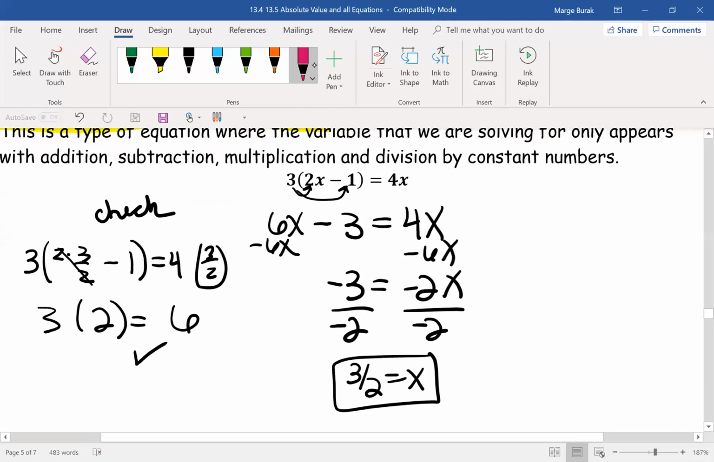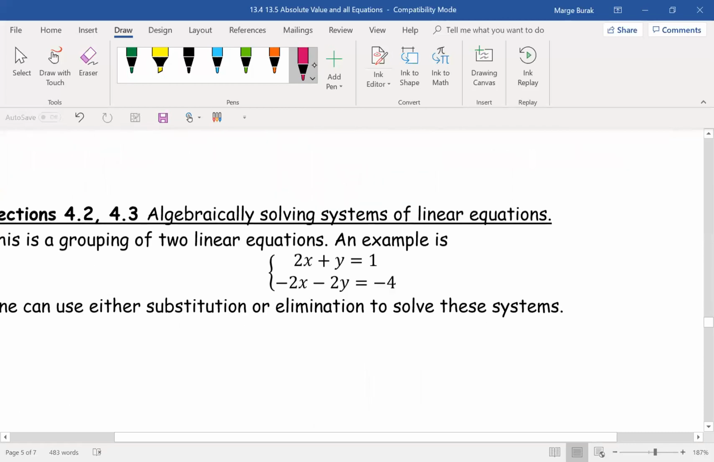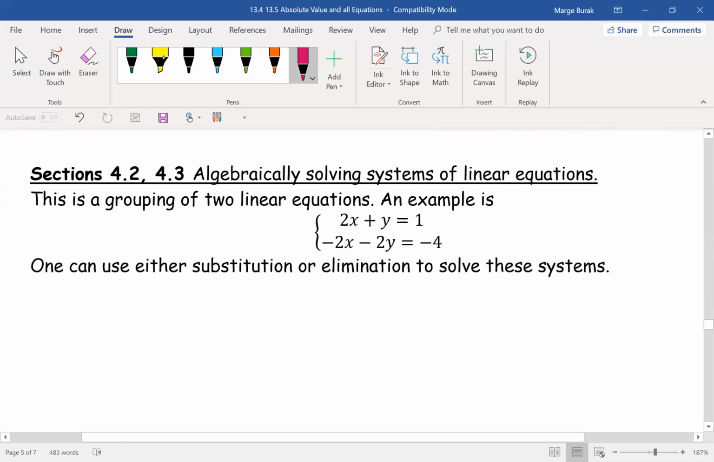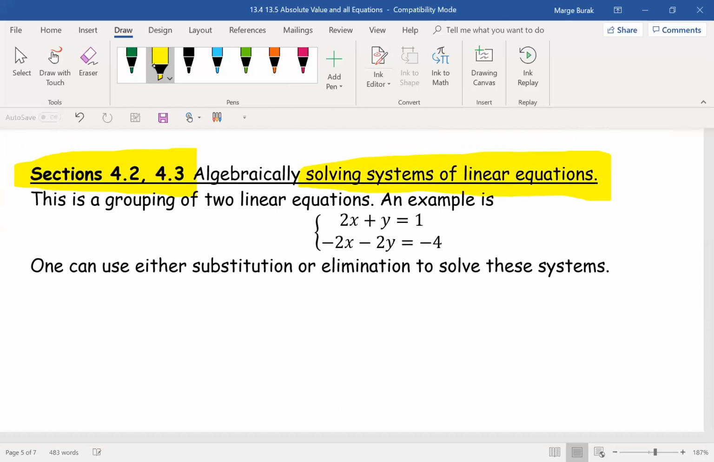Okay, the second type of equation in this textbook is back in chapter 4.2 and 4.3. This is solving a system of linear equations. There are at least 3 ways to do this. We can do it by graphing, which is what we've done a little bit of. But I would also want to show you another method called elimination or addition.